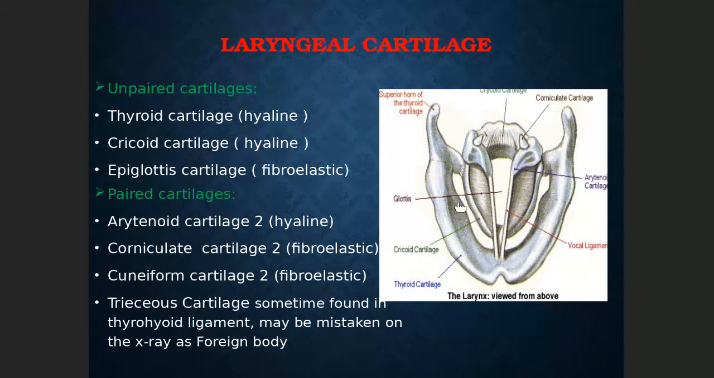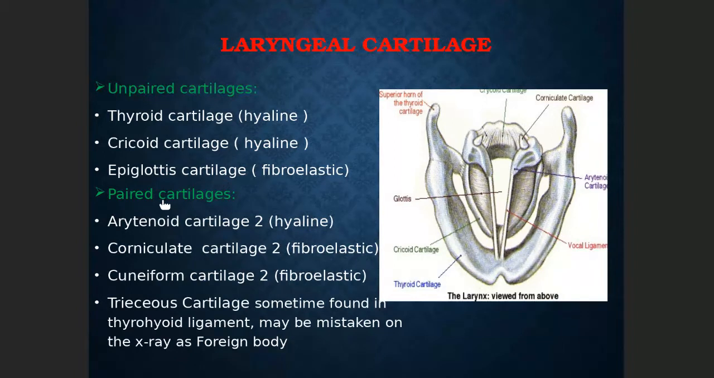Okay, then we will go to the epiglottis. Here maybe it's not present, but I will show you in a minute. The epiglottis cartilage is a leaf-like structure arising behind the tongue.